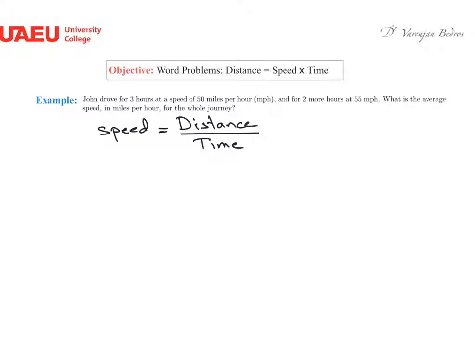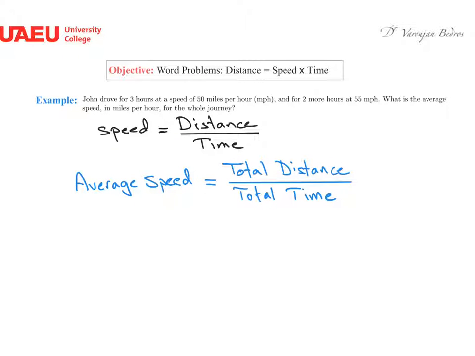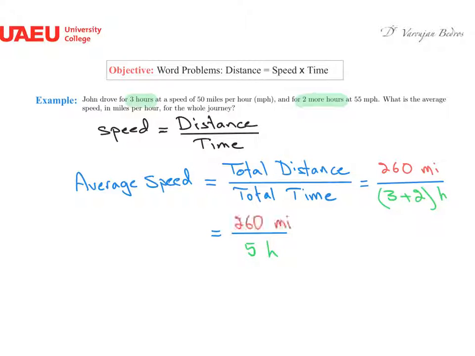We can find the average speed by dividing the total distance by the total time. We already found out that the total distance is 260 miles, whereas the total time is just the sum of 3 hours and 2 hours, which is 5 hours. So we divide 260 by 5 to get the answer 52 miles per hour as the average speed.